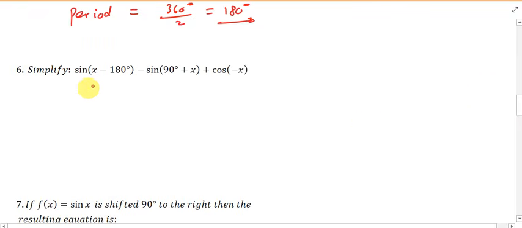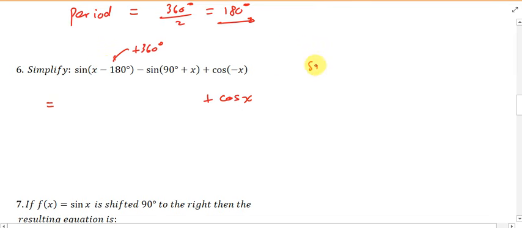Moving on to question number 6, we have sine of x minus 180 degrees minus sine of 90 degrees plus x plus cos of negative x. Now we can write this down straight away because I've explained before. This is just basically cos x, right? Sine of x minus 180 degrees, we can use the negative angle, or you can just add a 360 inside here. If you add a 360 inside here, then you will be left with sine of 180 plus x. There's two ways to do it. You can use the negative angle.